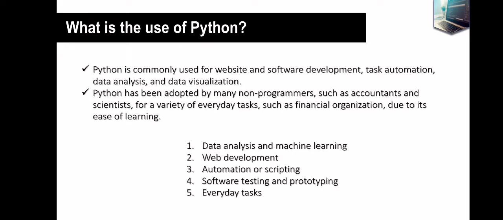Another use of Python is automation or scripting. The process of building an automated process is called scripting. In the coding world, automation can be used to check for errors across multiple files, convert files, execute simple math, and remove duplicates in data.